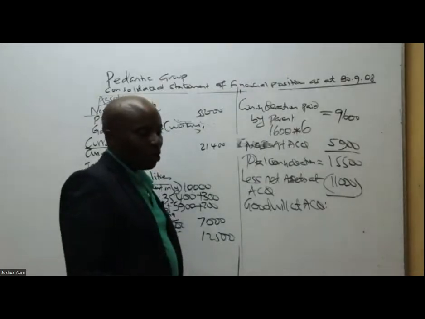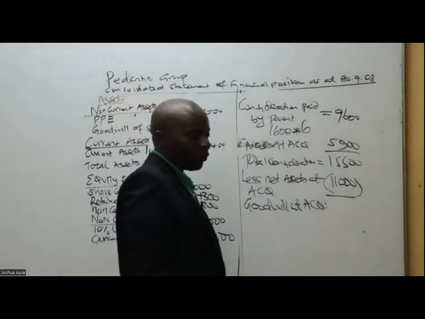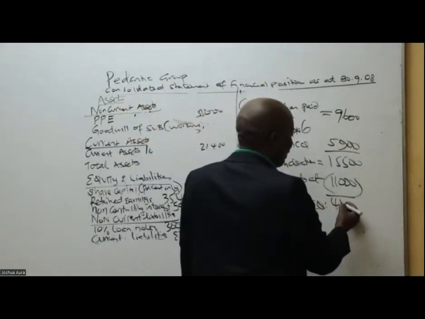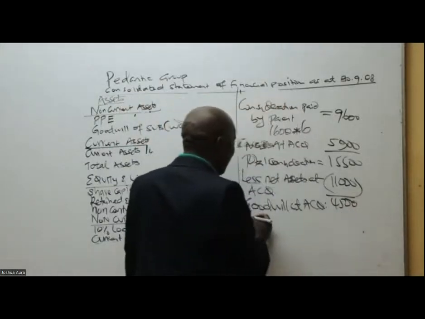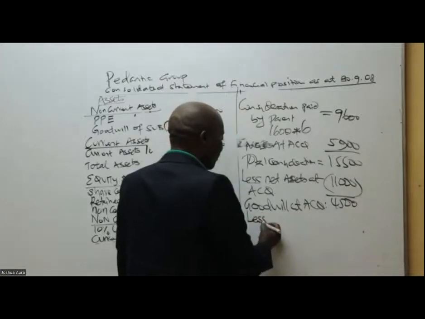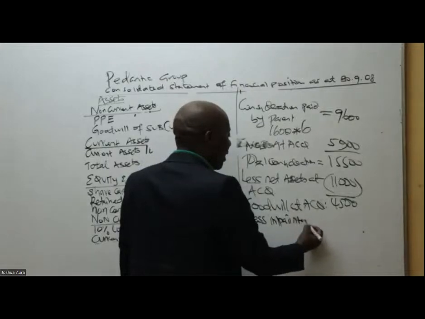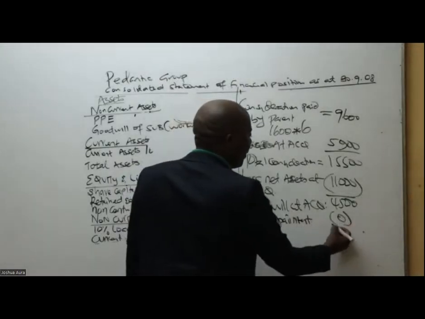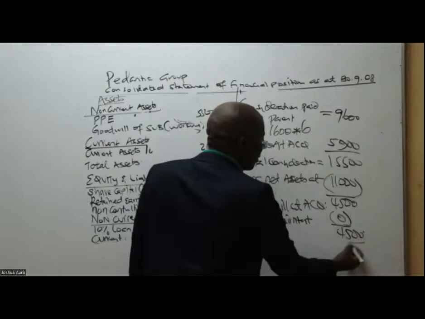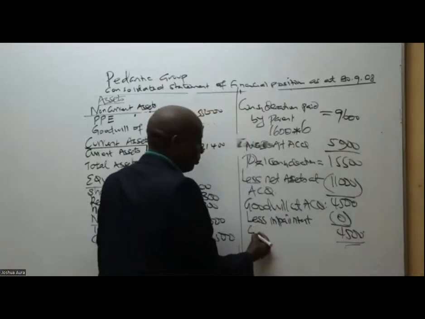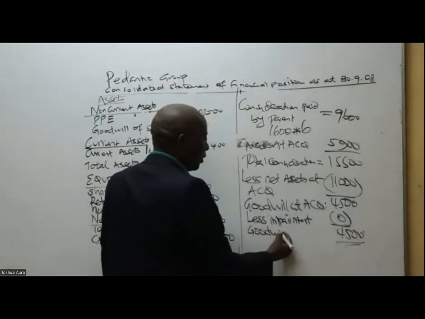Goodwill at acquisition, what figure do we have here? It's 4,500. So come here and subtract impairment. Loss in value of goodwill is called impairment. If you remember impairment, there was zero impairment. So this means that goodwill at reporting is 4,500.